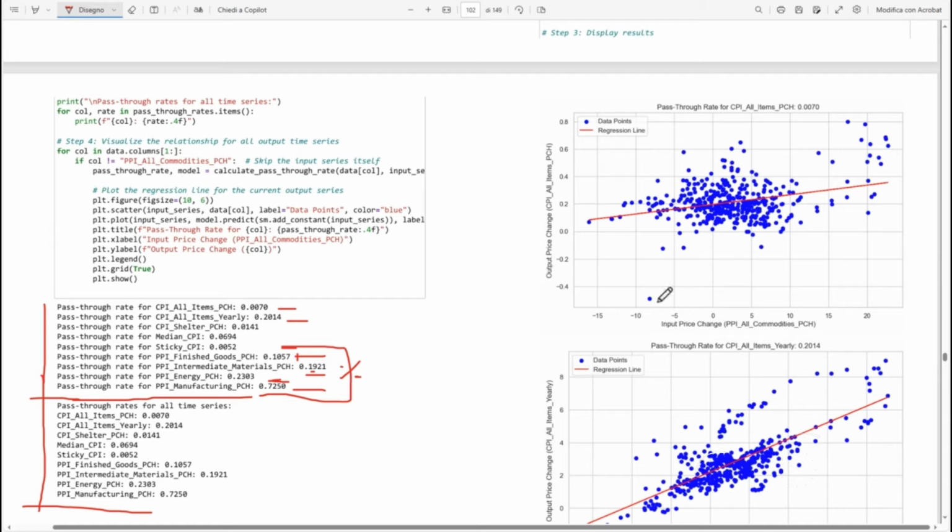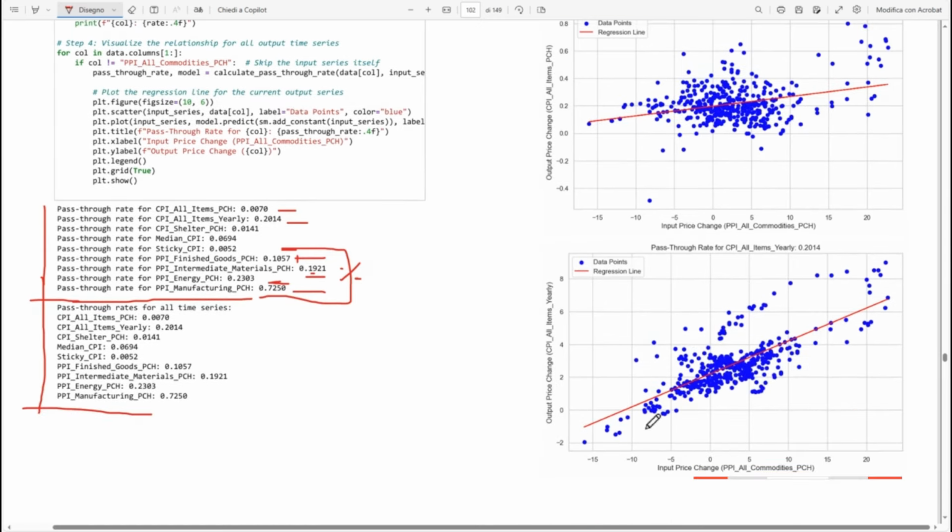And we have some very nice charts that give us the regression line and all the scattered data points, and we can see by the slope of the regression line how the input price changes for the time series under consideration, how the input price changes, and how the output price changes.